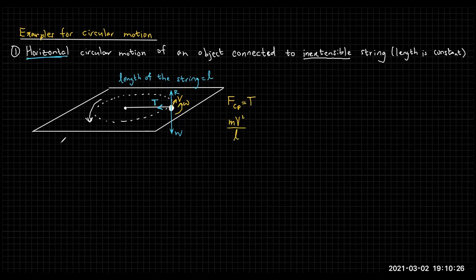Why? Because the radius of the circular path is actually the length of the string. The radius of the circular path is equal to the length of the string. So mv squared over L is equal to T.